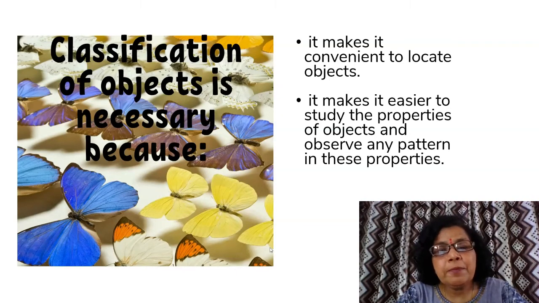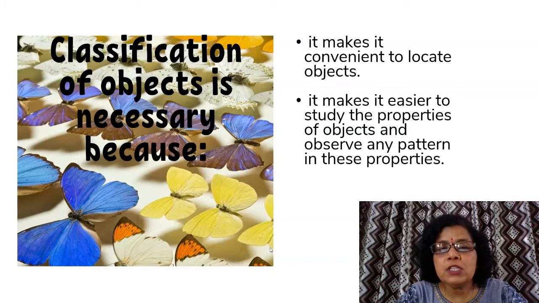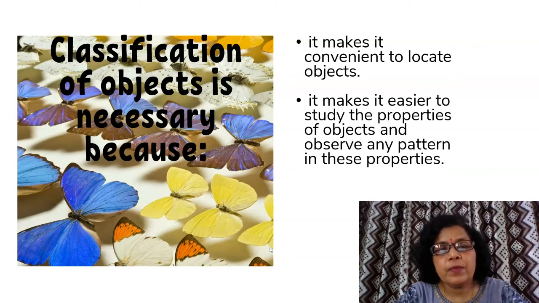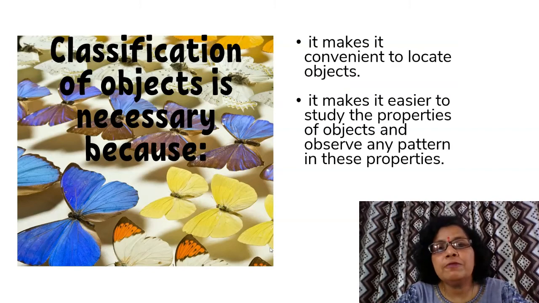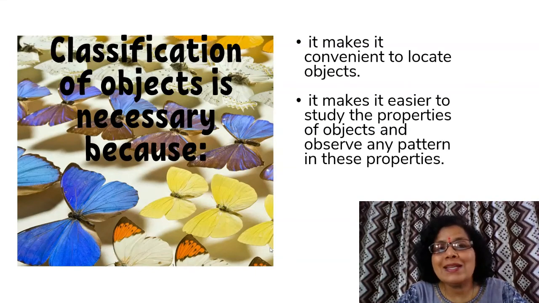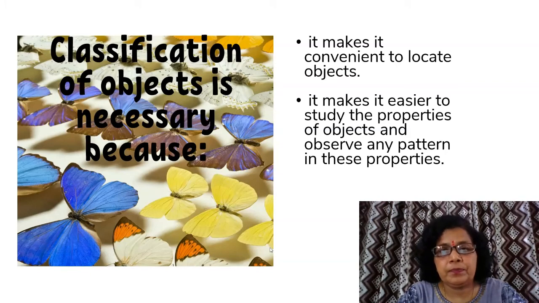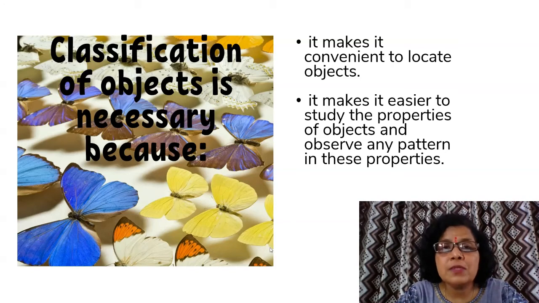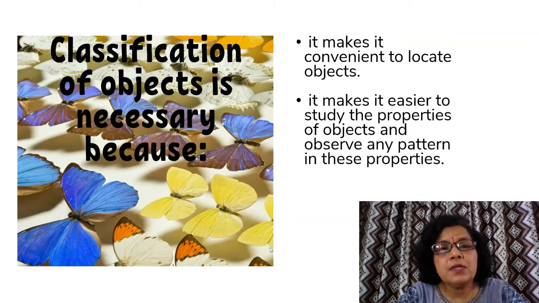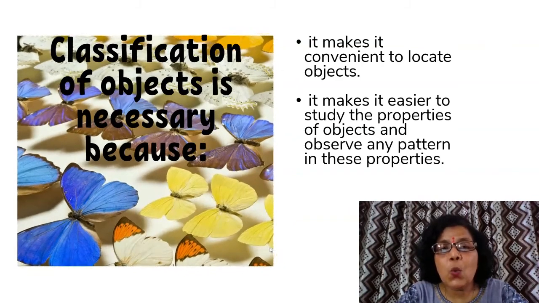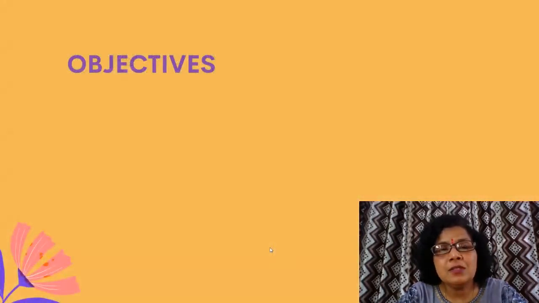Second point, it makes it easier to study the properties of objects and observe any pattern in these properties. Means, if we know that a particular member of a particular group exhibits that property, we can assume that other members of that particular group will also exhibit same property. And accordingly, we can observe a pattern in these properties. So students, do you know why this classification is important?